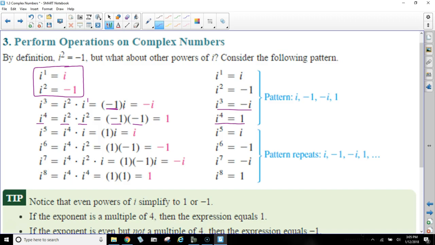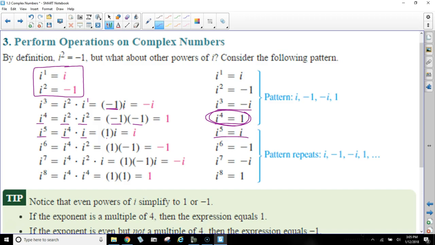For higher powers of i, such as i to the fifth, there's different ways you could do this, but the way we're going to is say i to the fourth times i. Because we just found right up here that i to the fourth is 1. If i to the fourth is 1, we have 1 times i, that will be i. So anytime you see i to the fifth, that's i.